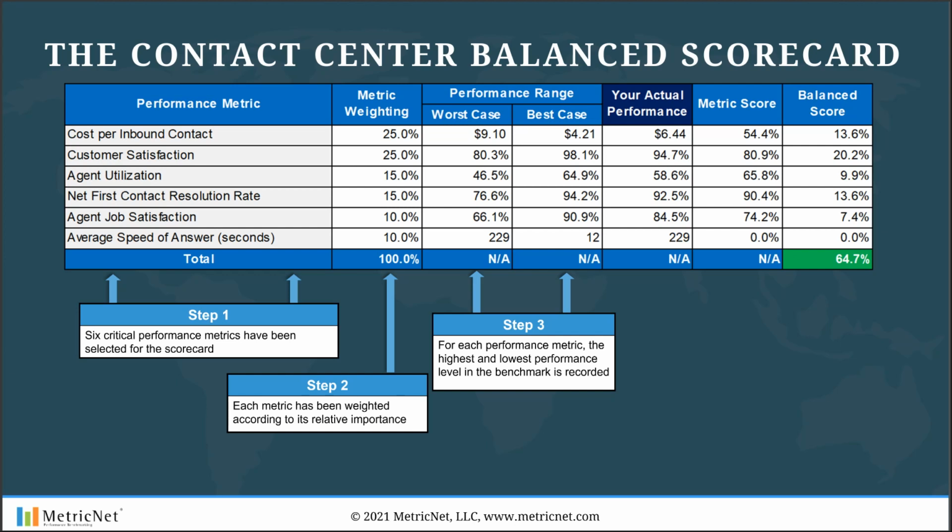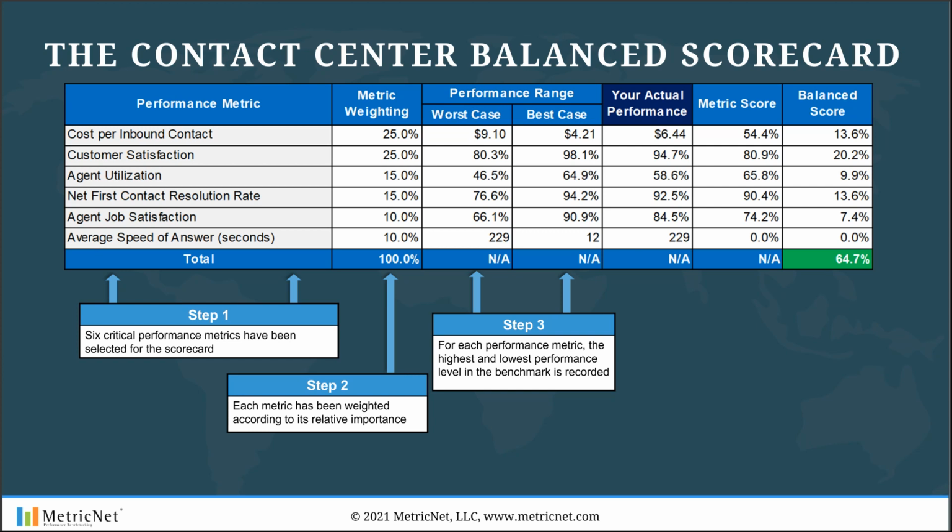So when we benchmark a contact center against 20 or 30 or 40 other contact centers, we simply pick out the worst performer and the best performer, and we get a performance range. Now, if you don't have benchmarking data, what you can do is a thought experiment and simply ask yourself, in the worst case scenario, how high would our cost per contact be?